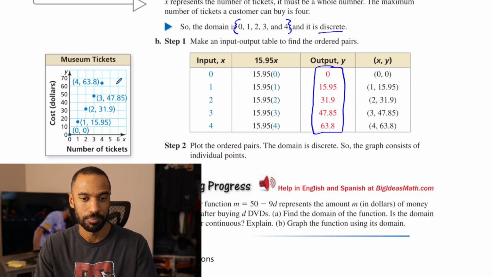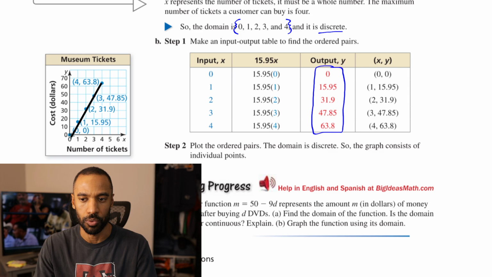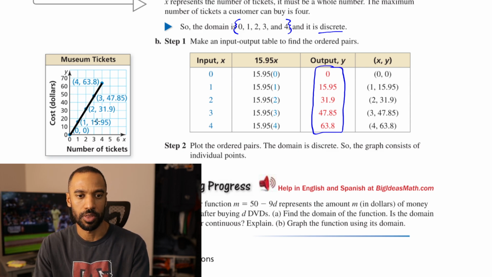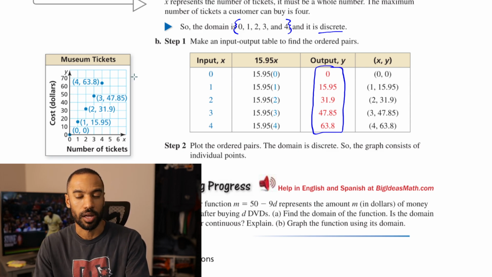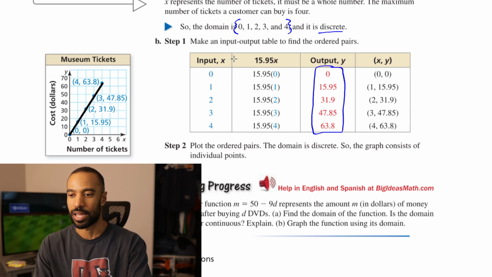They appear linear as well. I don't know if they're going to talk about that. They appear linear in nature, even though we don't draw a line through them. If you drew a line through them, you could literally draw a line. Why don't we draw a line through them? Because it's a discrete relation, not continuous, right? You can't buy half a ticket. So that's the idea there.